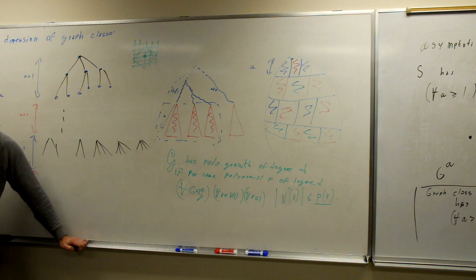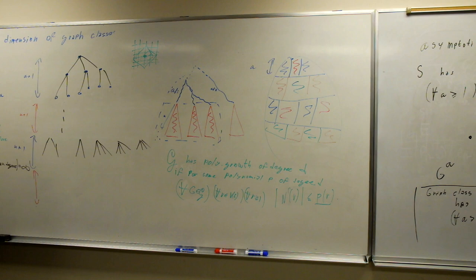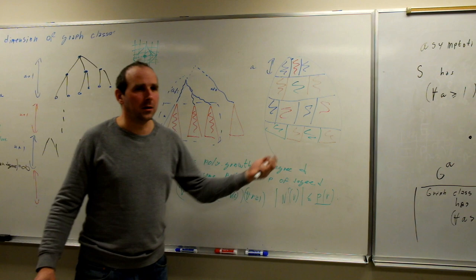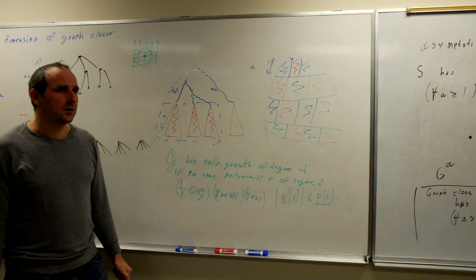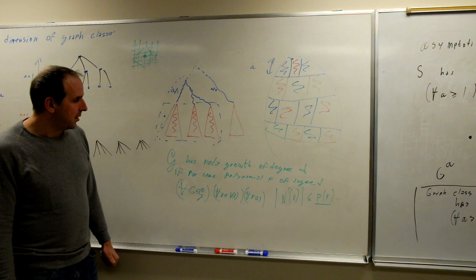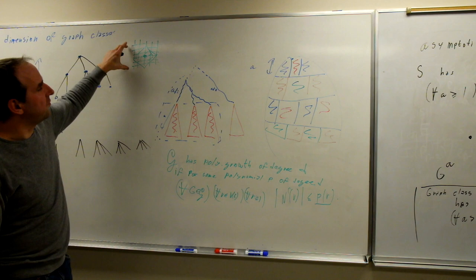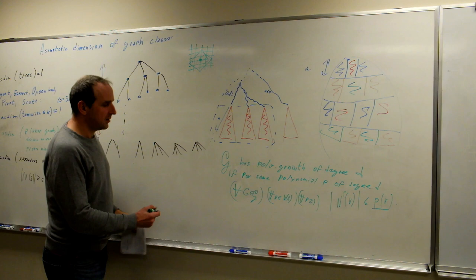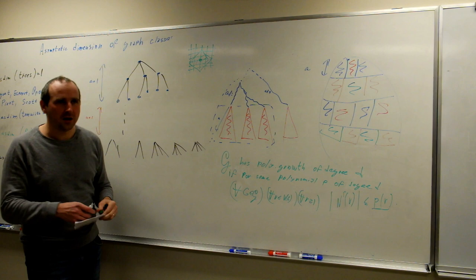And actually, it turns out that the example of grids is kind of universal here. Krauthgamer and Lee proved that any graph of polynomial growth of degree d is in fact a subgraph of a grid in dimension d times log d. And it's easy to see that these grids in dimension d have asymptotic dimension d, and therefore this shows that graphs with polynomial growth of degree d have asymptotic dimension at most d log d.